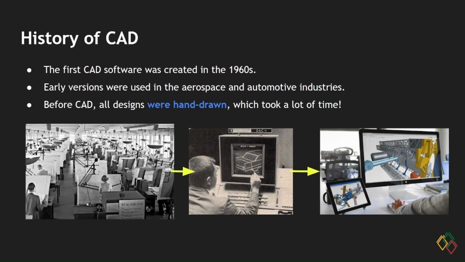Now let's talk about some history of CAD. So the first CAD software was created in the early 1960s. Early versions were used only in the aerospace and automotive industries. And before CAD and computers existed, all designs were hand-drawn, which took a lot of time.